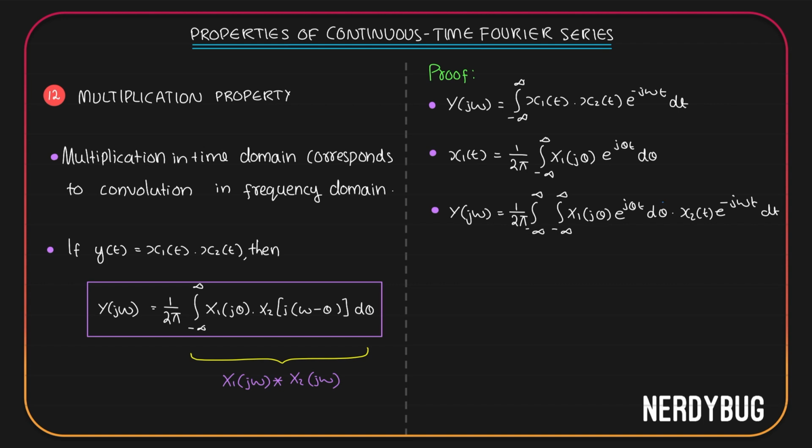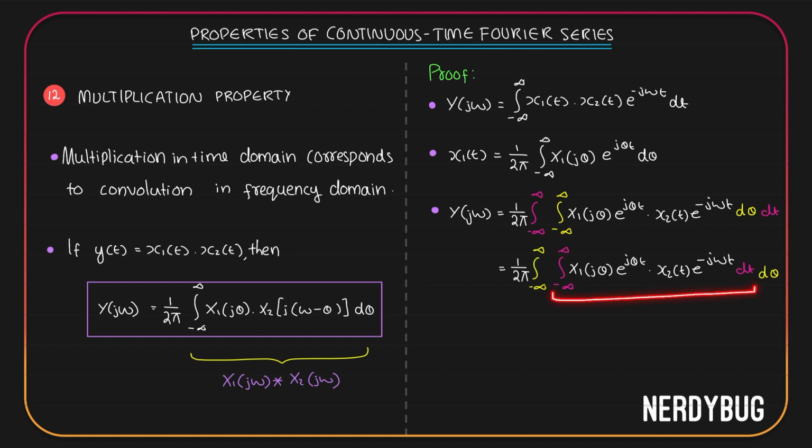Now I will take d theta from here and put it over there. We have two integrations. This corresponds to dt and this corresponds to d theta. Let us change their order. We'll do the integration with respect to t first and then theta. Here x1 of j theta is a function of theta. It doesn't have anything to do with t, so it can come out of the pink integration.